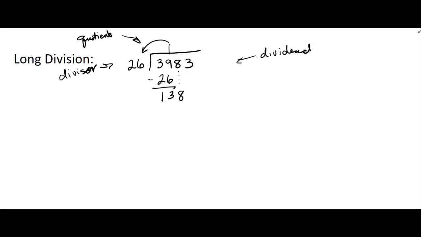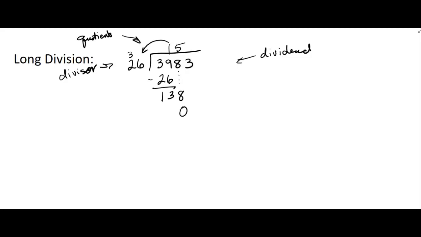How many times does 26 go into 138? I'm thinking maybe 6 times, maybe only 5. Let's try 6. 6 times 6 is 36. Carry the 3. 6 times 2 is 12, 13, 14, 15. Oh, that's too big. I don't know where I came up with 6. Okay, that was a bad guess. I'm erasing it. Let's try 5.